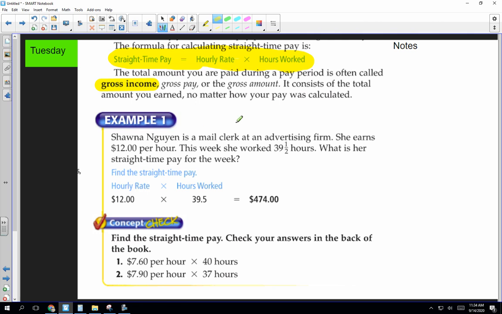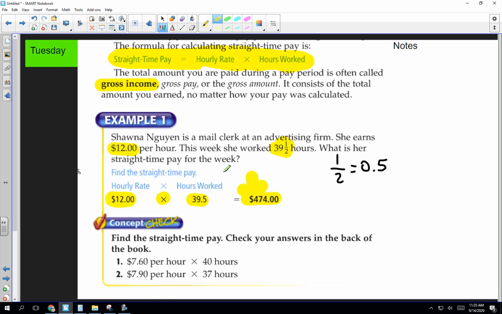Okay, we're going to look at Shauna. She is a mail clerk. She earns $12 an hour, and she worked 39.5 hours. What is her straight time pay for the week? Well, you take the $12 and you multiply it by 39.5, because remember, a half hour is the same as 0.5. And she has a gross income of $474. Make sure you include the dollar sign. When we're talking money, it's important to know we're talking money.